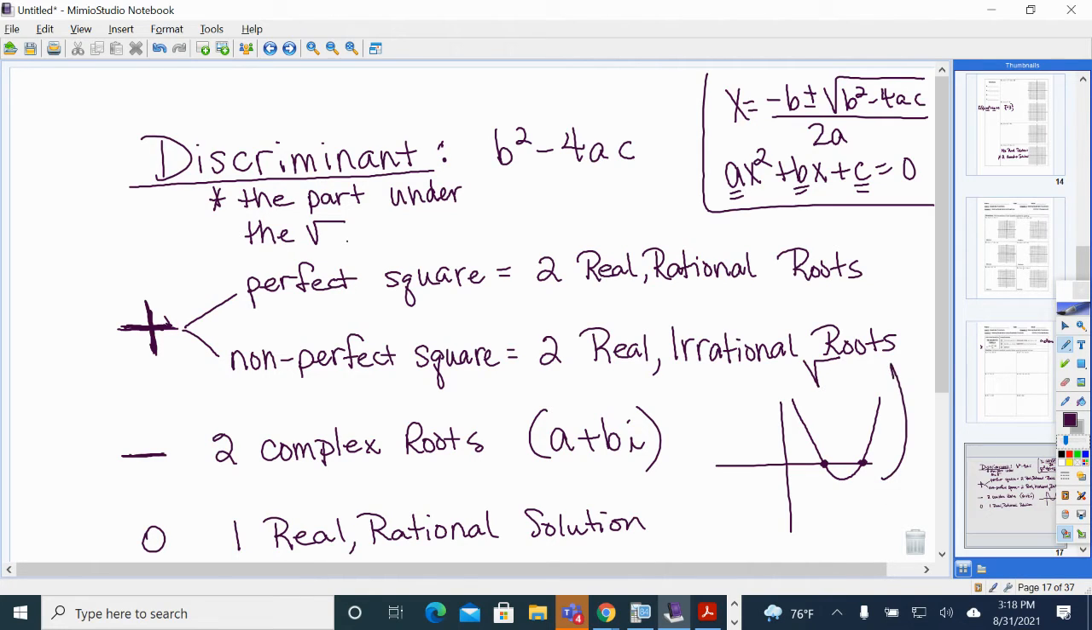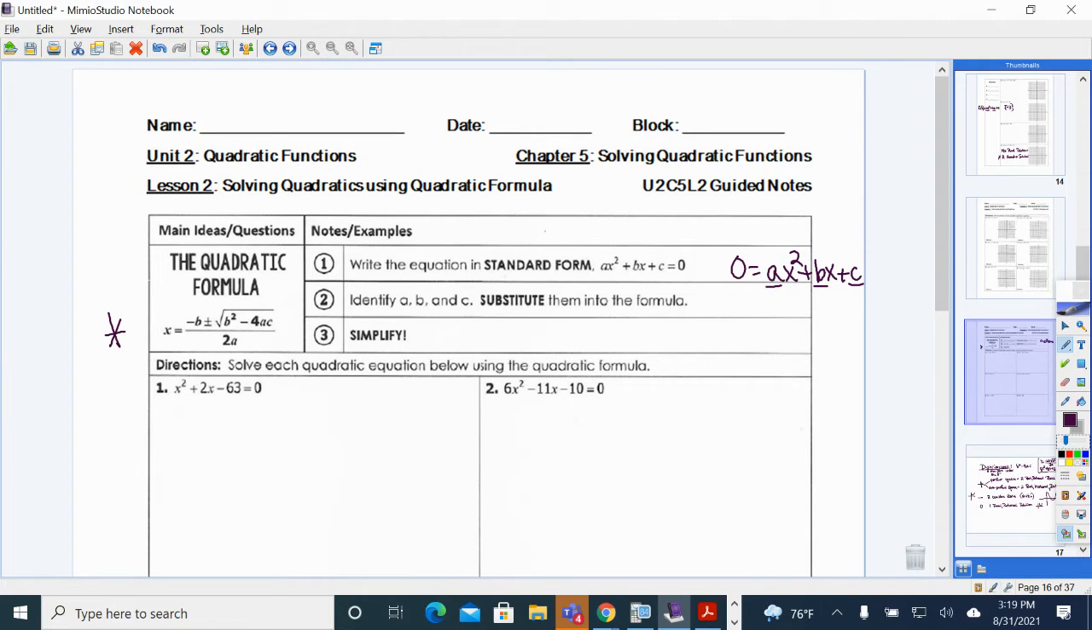And this goes with the positive. If we have two complex roots, that was where the parabola never came down and hit the x-axis at all. One real rational root was where the parabola hit the x-axis just one time. So this goes right along with what we learned in lesson number 1. All right, so let's look at some examples.